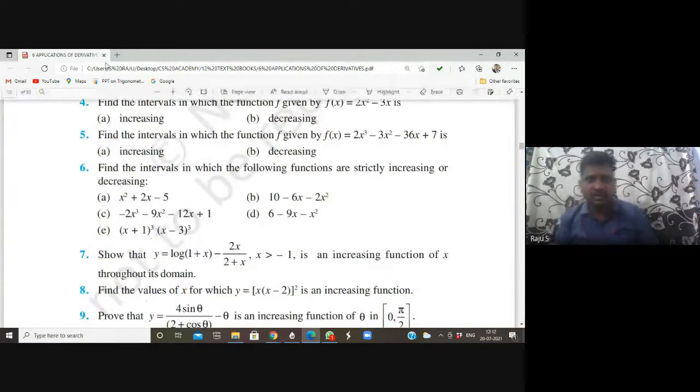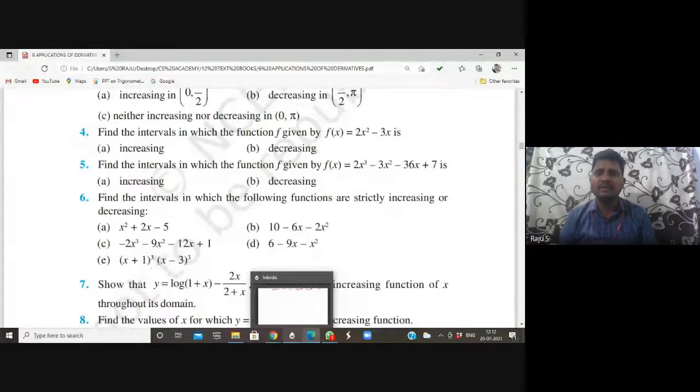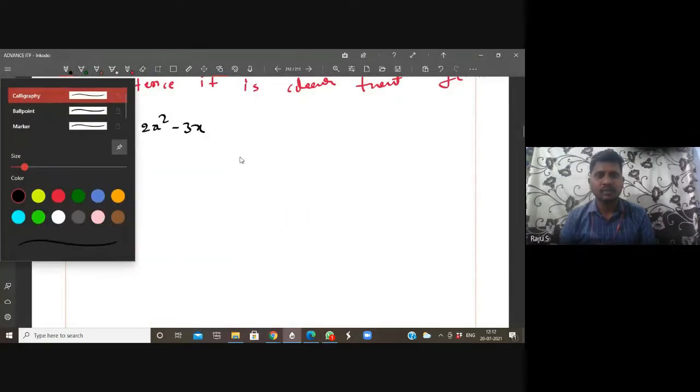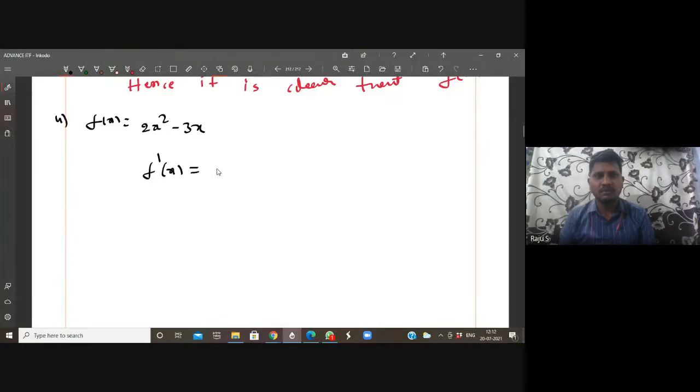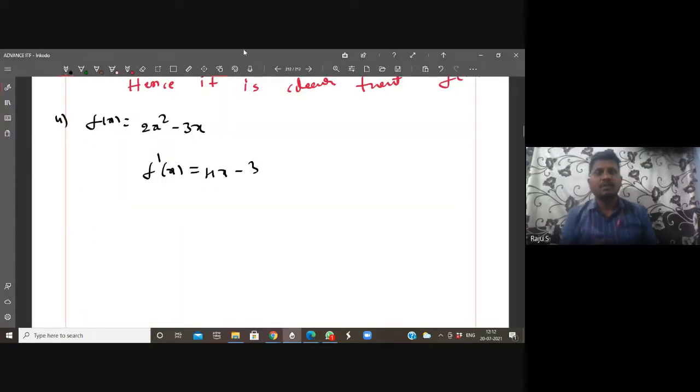Okay, the fourth one is again: find the intervals in which the function f of x is given by 2x square minus 3x. So we can use the derivatives method 2. f of x is equal to 2x square minus 3x. What is f dash of x? 4x minus 3. Here we find the intervals in which the function is given. First case is increasing.